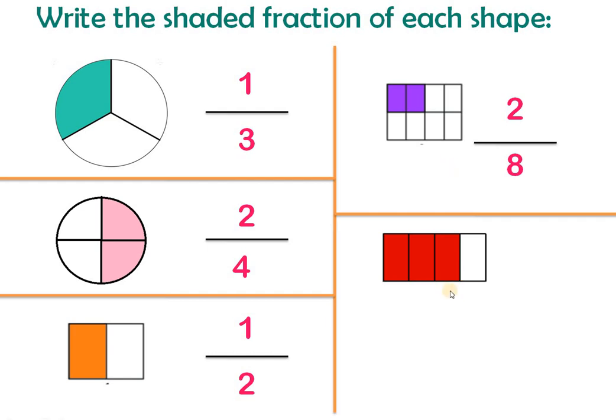2/8. Let's find out how many red parts there are. First of all, we have to draw the fraction line. Then let's count all the parts there. 1, 2, 3, 4 parts. So the parts all together are 4. The bottom number is 4. So how many colored parts are there? 1, 2, 3. The top number is 3. 3/4.